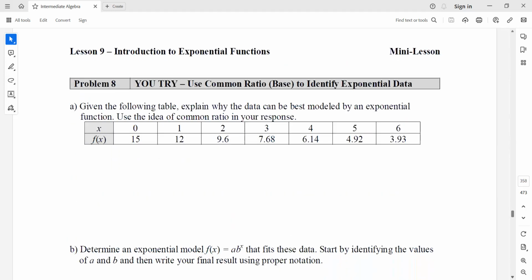Given the following table, explain why the data can be best modeled by an exponential function. Use the idea of common ratio in your response.